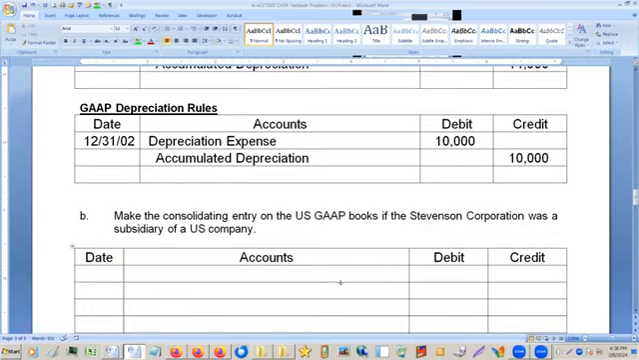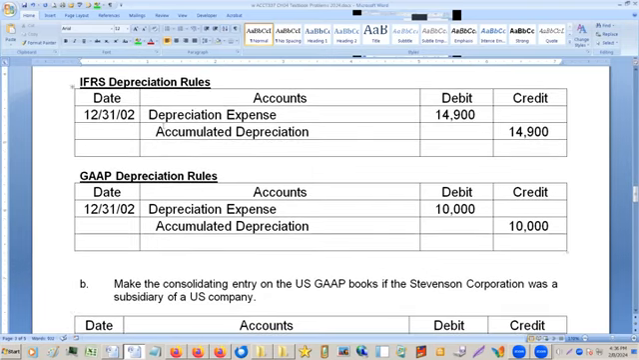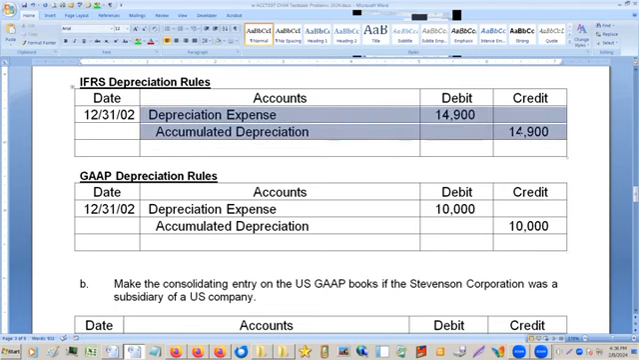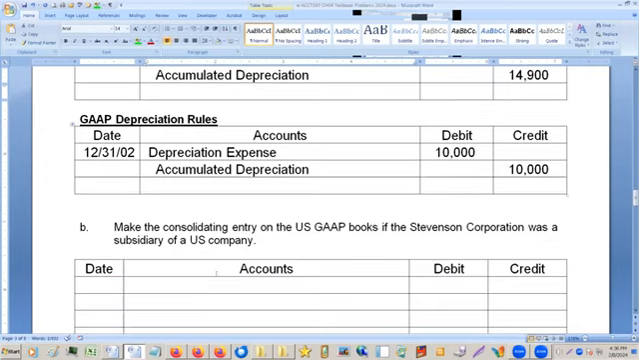And by the way, the easiest way to correct any consolidating entry or any error, anytime you have to change something, the easiest way to do it is just to reverse it. You can think about how much you have to take out of each one. I would say it's usually easiest just to reverse it. So I would just reverse this one out.